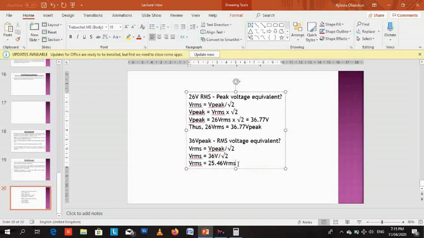The voltage will rise above the RMS voltage of 25.46 volts, and reach a maximum of 36 volts, which is the V peak. So 36 volt V peak is equal to 25.46 volts RMS.